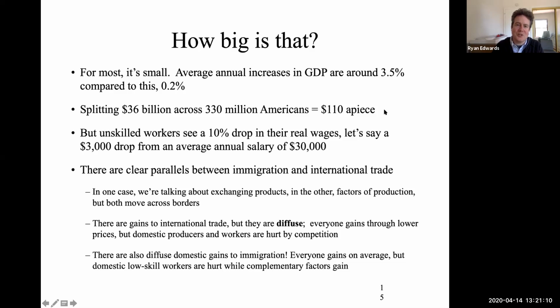$110 then if you split it across 330 million Americans, but a 10% drop in real wages might be something like a 3,000 reduction in an annual salary of 30,000. This is not unlike what we see in analyses across entire economies of international trade. We're talking about exchanging products or factors of production. And the gains typically are diffuse. They are enjoyed a little bit by many, many different consumer groups and also producer groups. But there are identifiable and finite groups that often are hurt by competition.